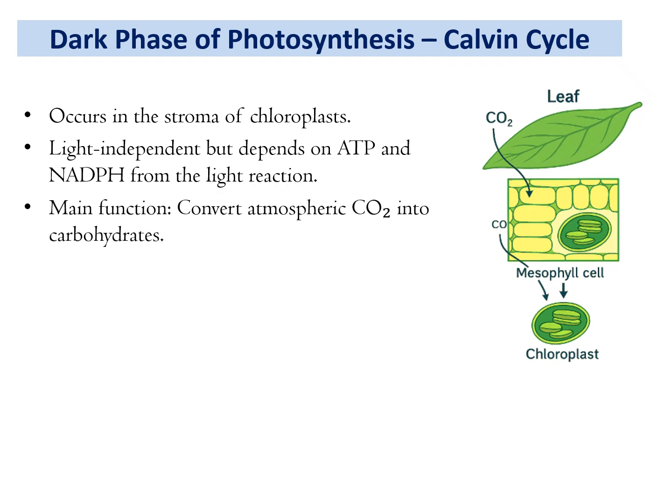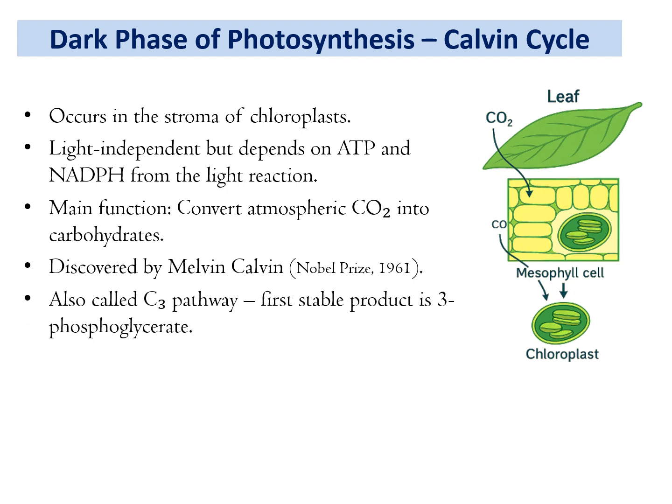The main function is to convert atmospheric CO2 into carbohydrates, and it was discovered by Melvin Calvin in the year 1961, who received the Nobel Prize for this particular discovery. This pathway is also called the C3 pathway because the first stable compound in this cycle is a 3-carbon compound known as 3-phosphoglycerate.